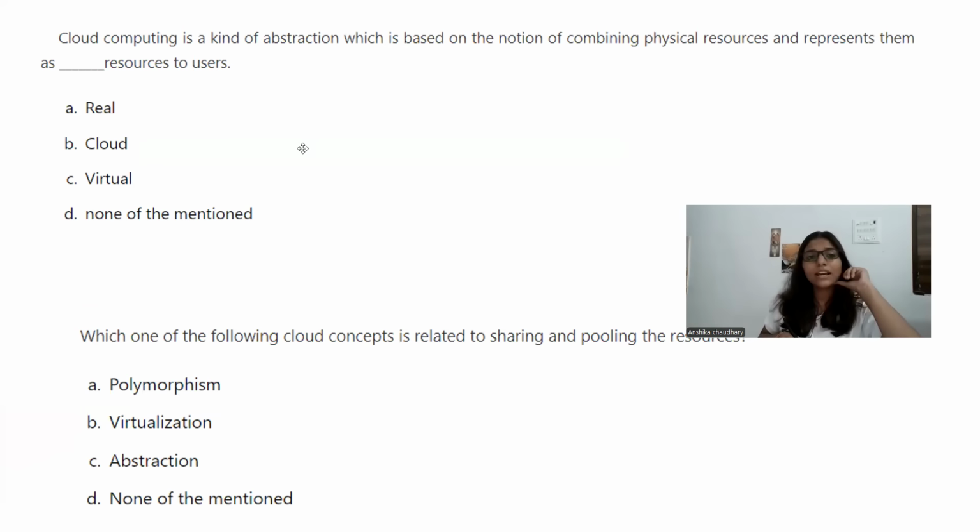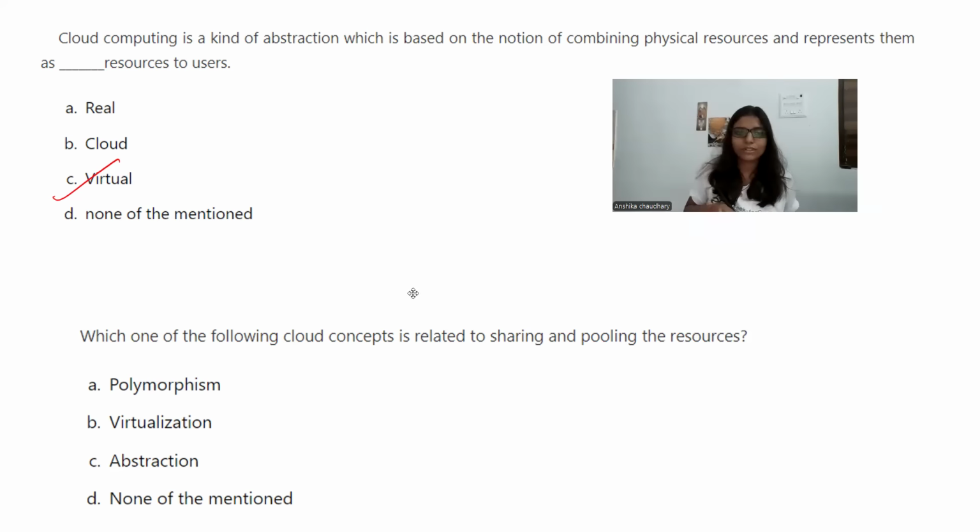The next question is, cloud computing is a kind of abstraction which is based on the notion of combining physical resources and representing them as resources to the user. So, as virtual resources to the user, because in cloud computing abstraction is the main thing, right? All the things that are abstracted will be available in a virtual format. So virtual will be the correct answer for this particular question. Let's have a look at the next question.